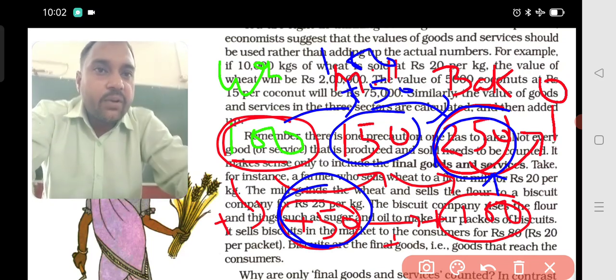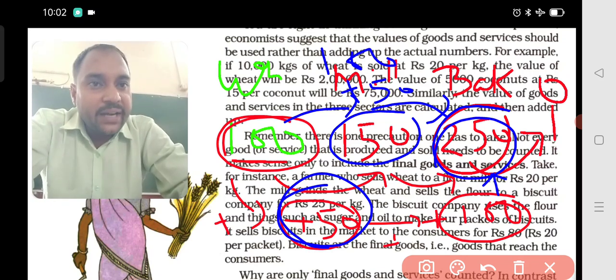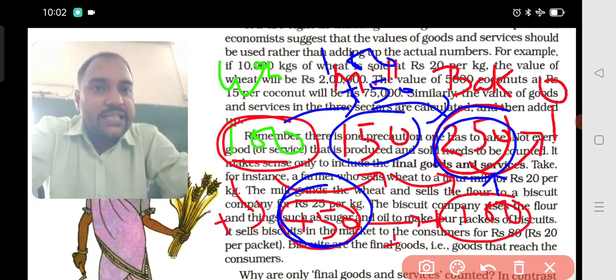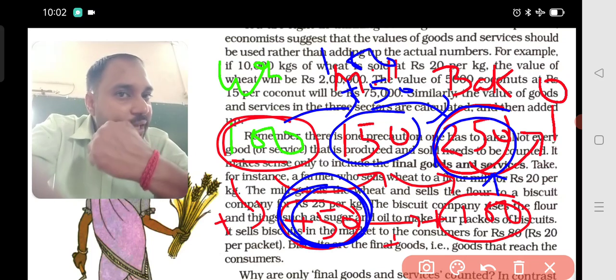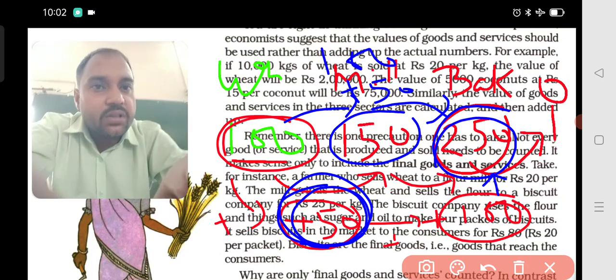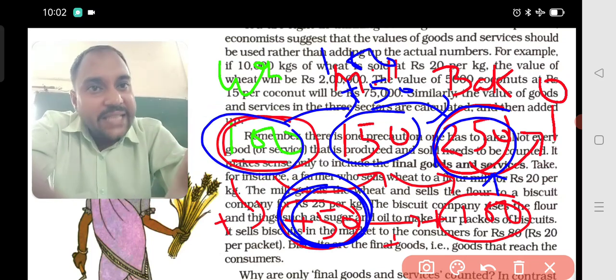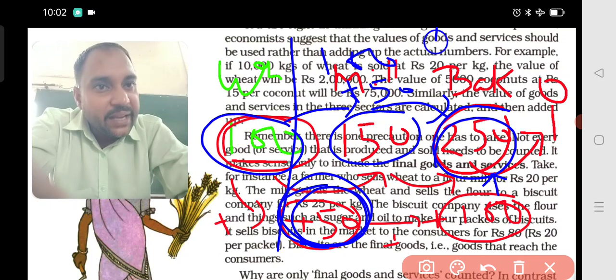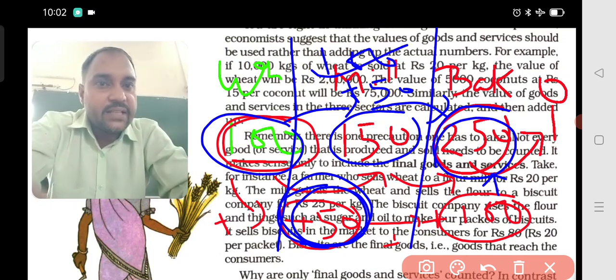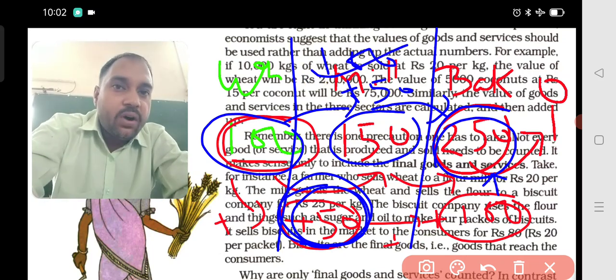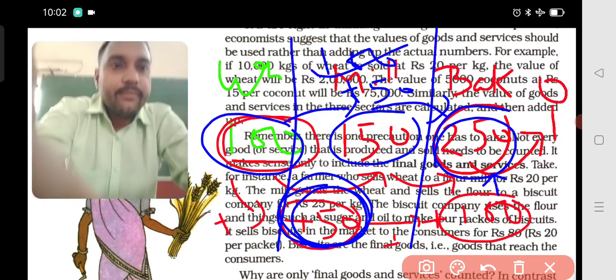अगर हम 150 को ऐड करेंगे तो हम 100 के साथ 50 को भी जोड़ देंगे, जबकि वैल्यू सिर्फ 50 रुपीज़ की ही ऐड हुई है. इसमें प्रॉब्लम ये होगी that the value of wheat, the cost of wheat of rupees 100, which is added at the first stage, is again added in the second stage. This is known as the problem of double counting.